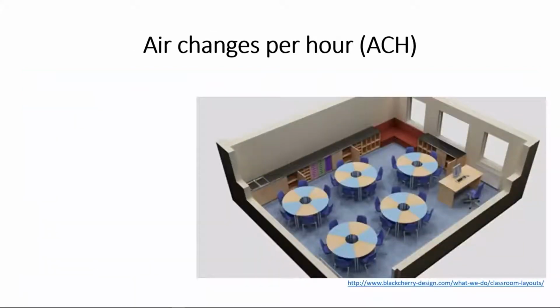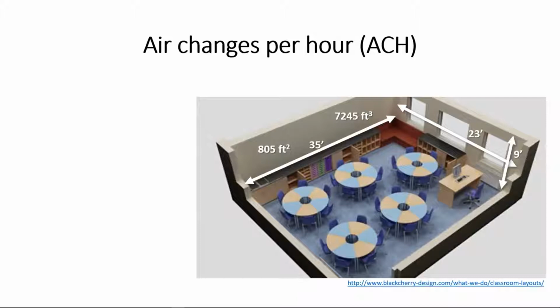So the ASHRAE standard recommends in terms of air changes per hour. So we'll just go quickly over how to calculate air changes per hour. So here you have a classroom, 35 feet in length, 23 feet in width. And so the square footage is 805 square feet. And if we have 9-foot ceilings, we can calculate about 7,200 cubic feet in this room. We'll ignore the desks and the people.